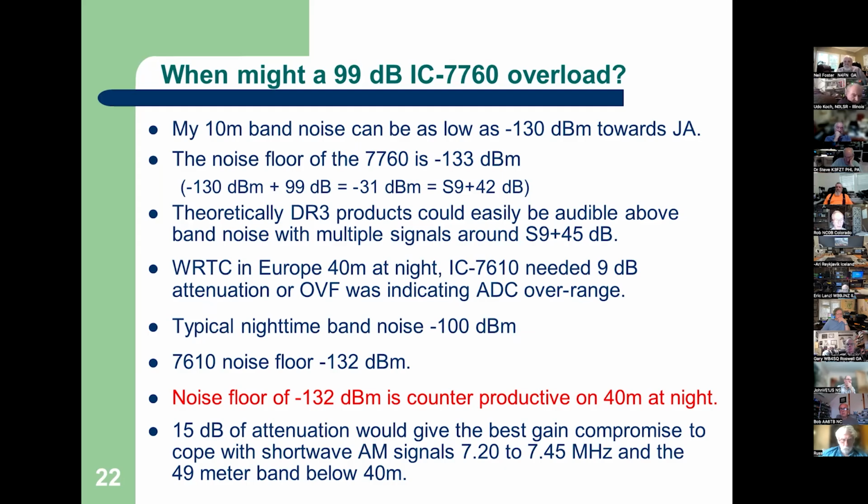So instead of saying, well, I'm using the least amount of attenuation possible to make the overload light go off at 9, I would probably pick 15 and be a happy camper. Because the problem was those stations above 7.2, broadcast AM stations, probably running a megawatt or 2 megawatts, who knows, or maybe the 49 meter band that's just below 40 meters.